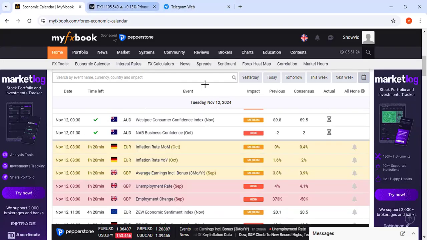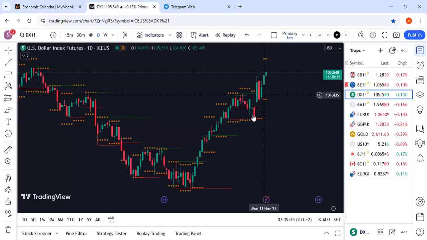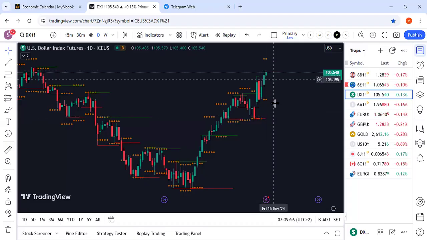So if we look at what we have here, what we can see is that the closest fractal low that we have is this one here, right? I think it's going to be a bit difficult for them to push down all the way here. Of course, there's still CPI and anything can happen, but I don't really think we're going to see a push from here all the way down here to break this fractal low.